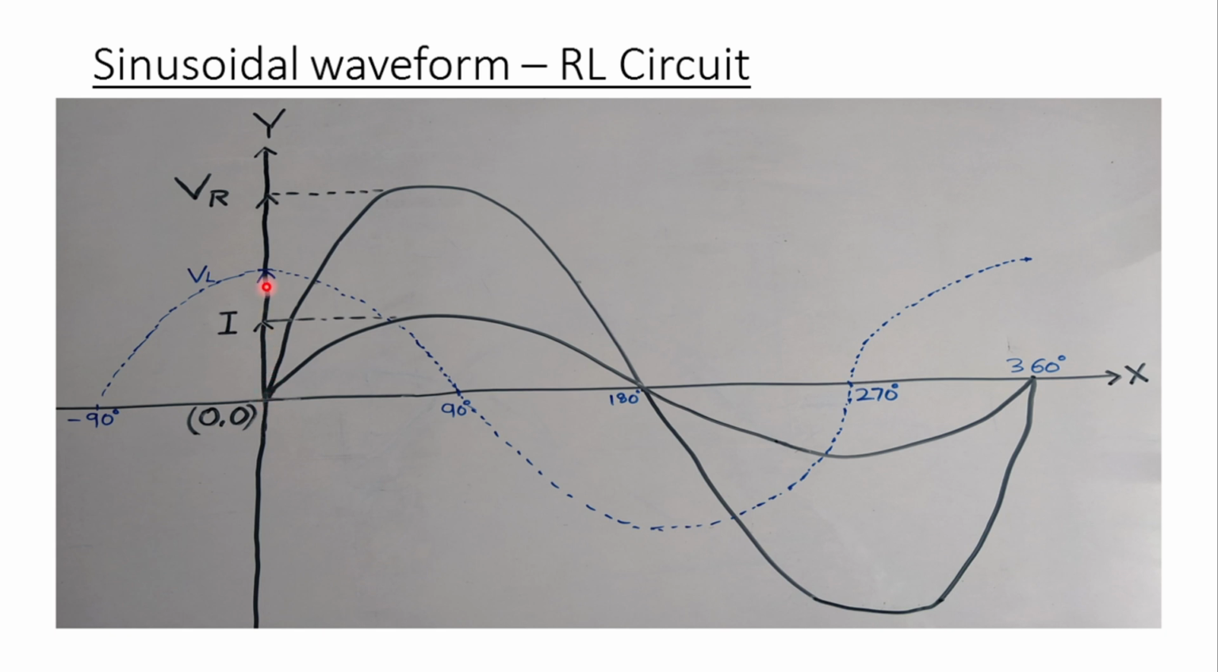Here VR and I increase and decrease at the same time, but VL is increasing and decreasing 90 degrees ahead, and in this way the waveform continues on the x-axis, and at every point on the x-axis we can see VL is leading VR and I by 90 degrees. This is all about the RL series circuit.